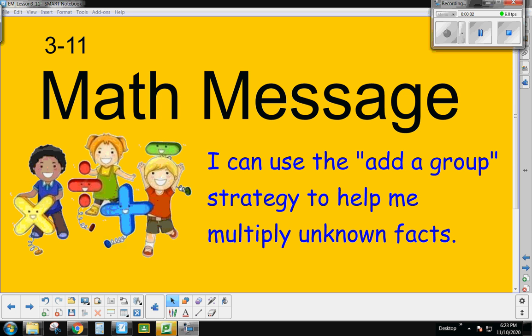All right, boys and girls, this is Math Message 3-11, the main math lesson of the day. In this lesson, we're going to learn to use the add a group strategy to help us multiply unknown facts. Before we do that, let's do a little bit of brain warm-up. Have your whiteboard or a piece of paper ready.